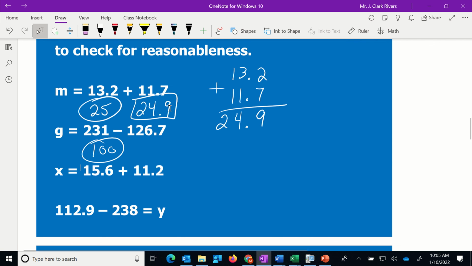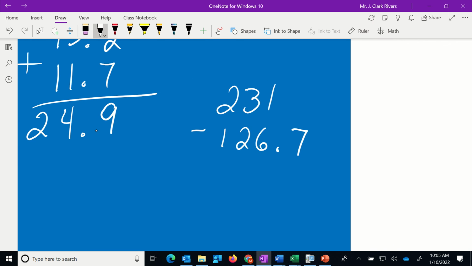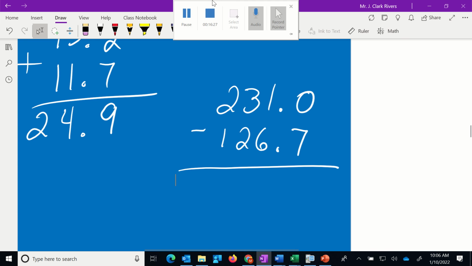So everybody take a moment now and subtract. Actually, let me help you get it set up. 231 minus 126.7. Now, notice there's nothing to the right of the decimal here, right? So what do you think we want to do? Point 0. So sometimes you have to put in that 0 to the right of the decimal to get everything to line up well. So subtract that now on your own. Give that one a shot.